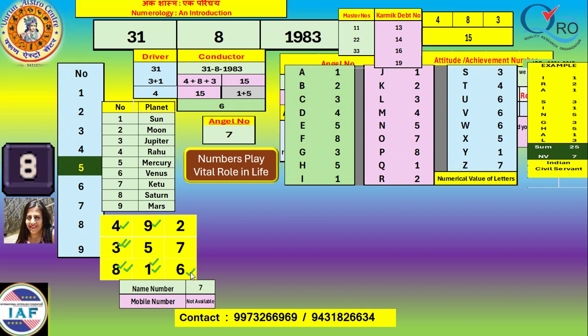And then 6 is the number which is the conductor for the native, and 7 is the angel number. 7 is again name number also. So for the native, 5 and 2, both these numbers are basic. I don't know the phone number of the native, and Ira Singhal, Indian civil servant.